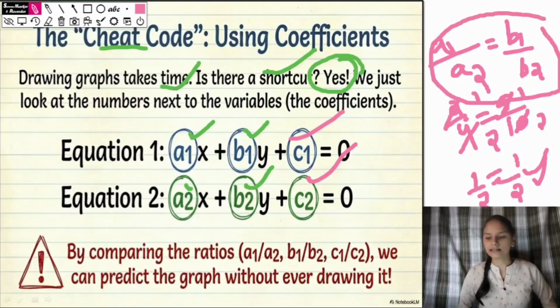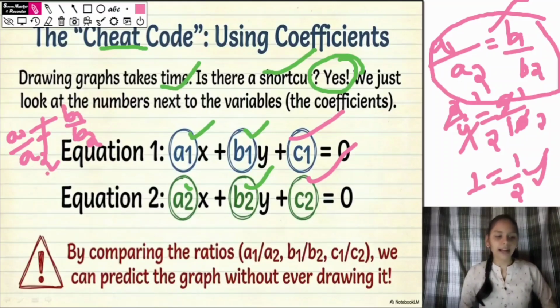If the first case is like this, what can happen in the second case is that a1 by a2 is not equal to b1 by b2, isn't it? Or a1 by a2 is equal to b1 by b2, but it is not equal to c1 by c2. Like this, we have three possibilities.